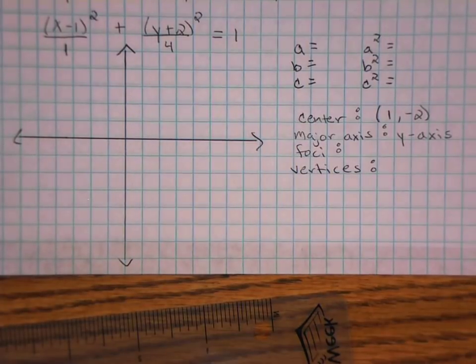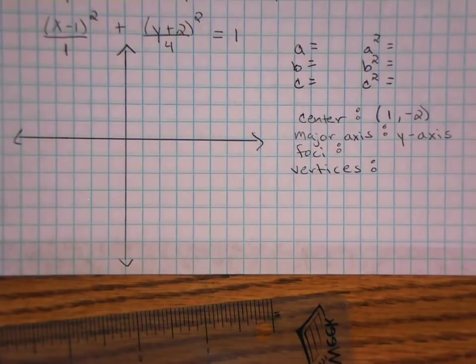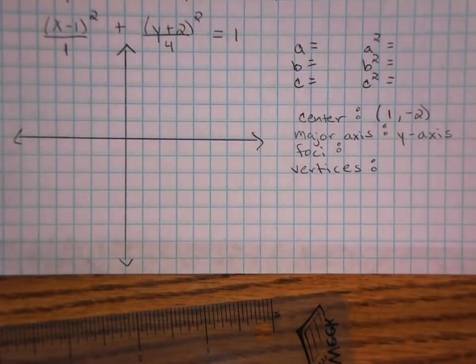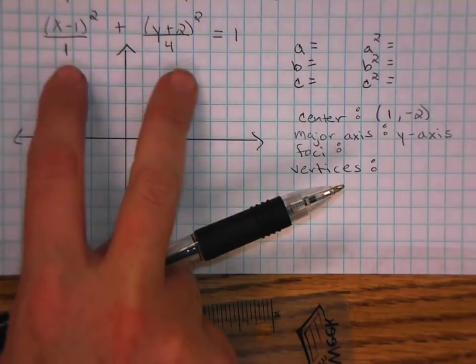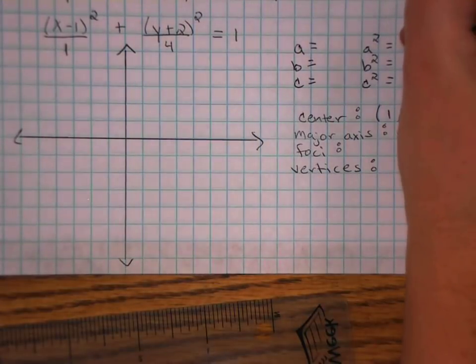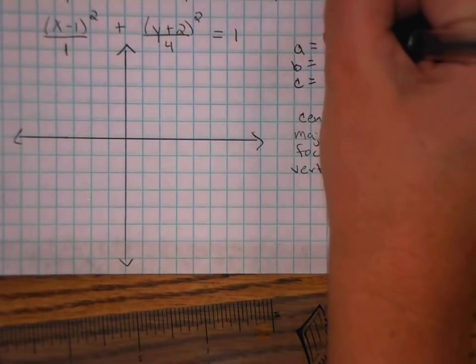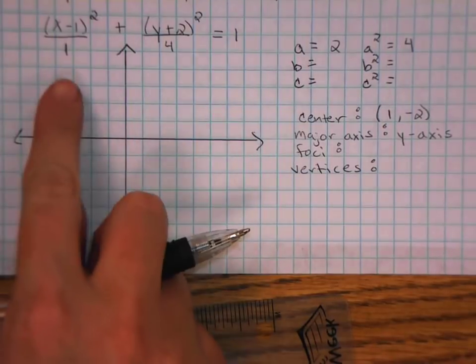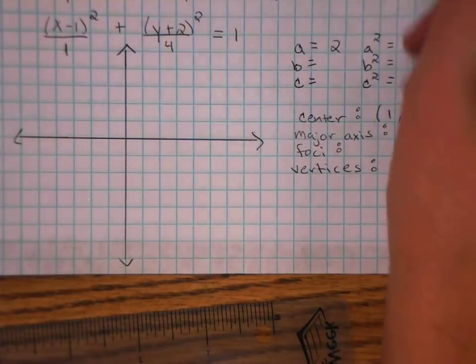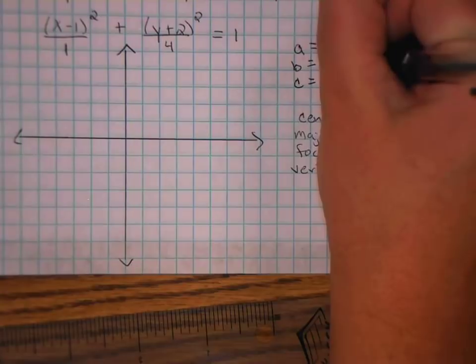I'm going to hold off on my foci and vertices until I actually have my graph drawn. To find a, or I should maybe start with a squared, it would be the larger of these two denominators, meaning that it's 4. A would then be 2. B squared is the smaller of my two denominators, so it would be 1, meaning B would be 1.